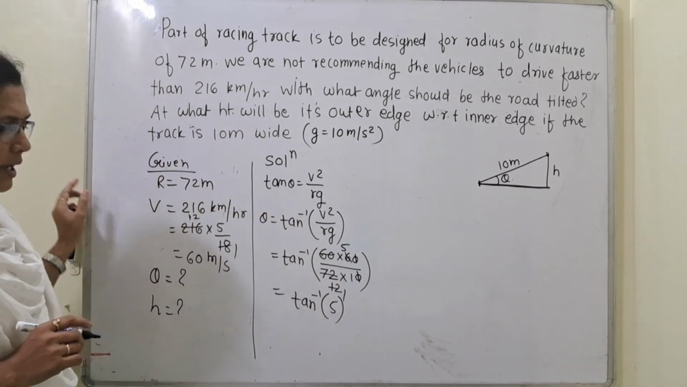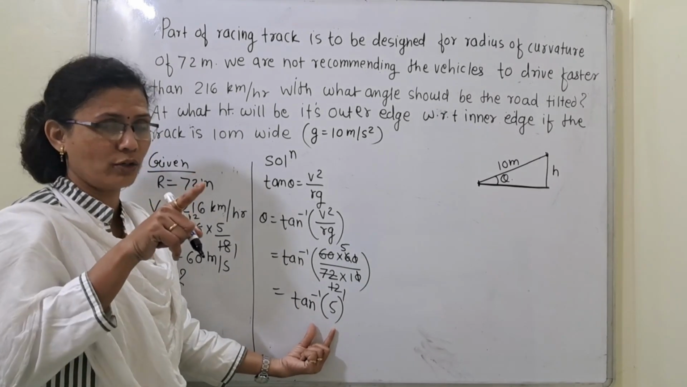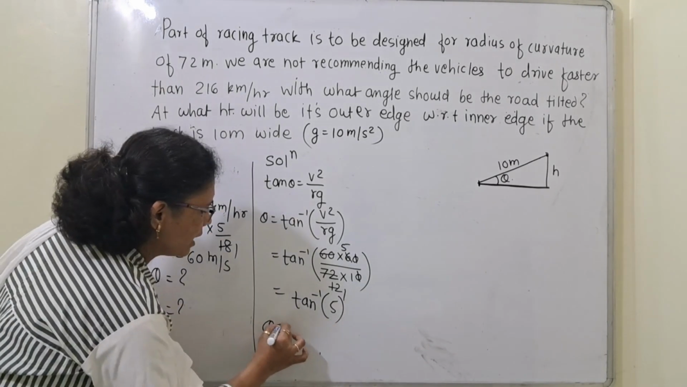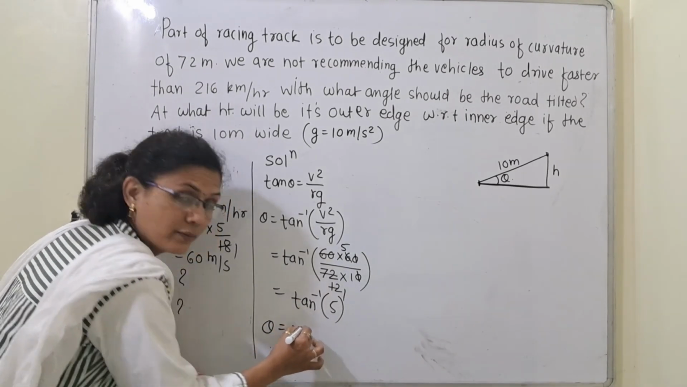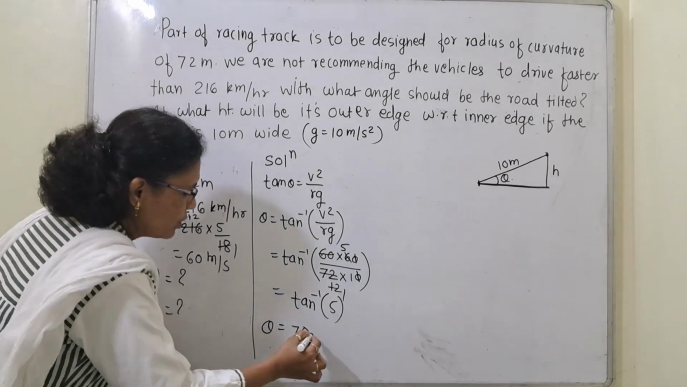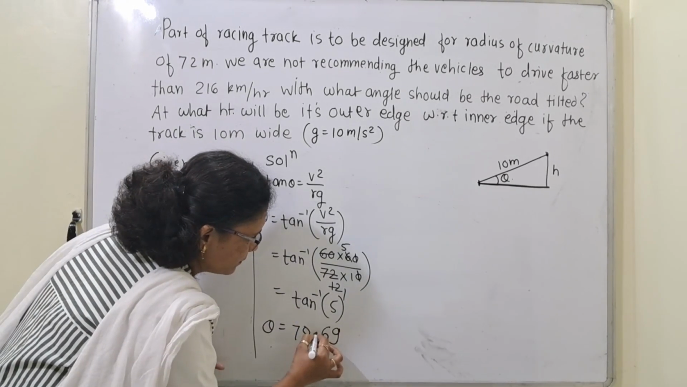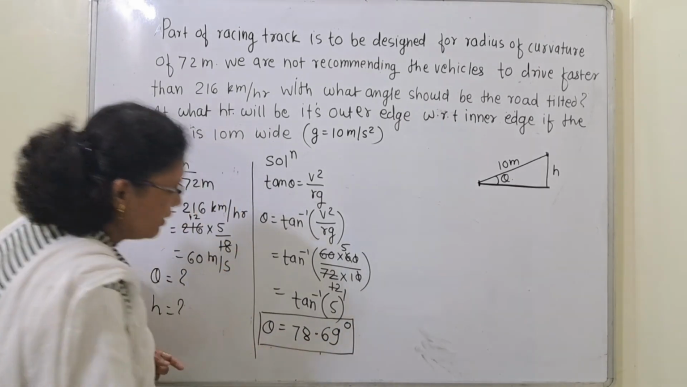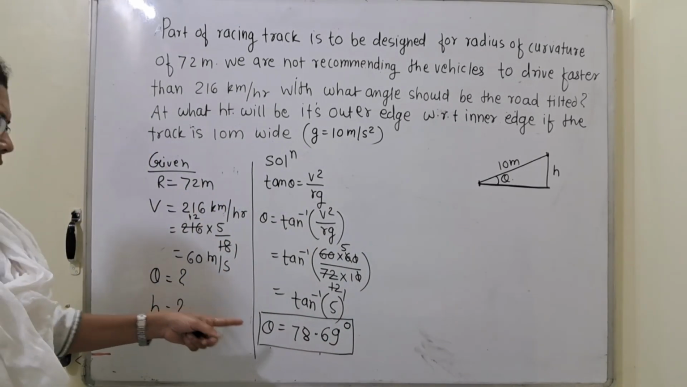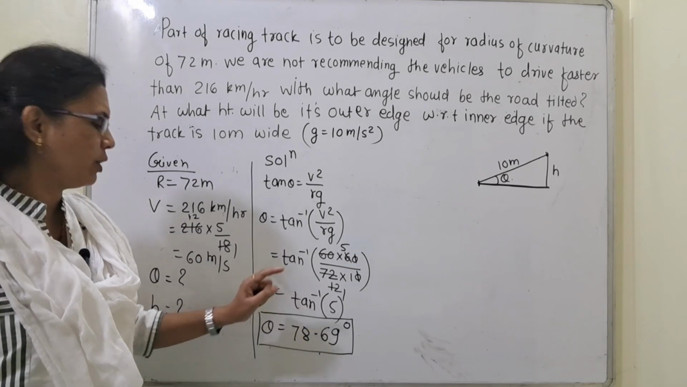And what is the value of tan inverse of 5? You will get this from the log table. That value is theta equal to 78.69 degree. Theta has the value 78.69 degree. This is the value of tan inverse of 5. You will get it easily from the log table.